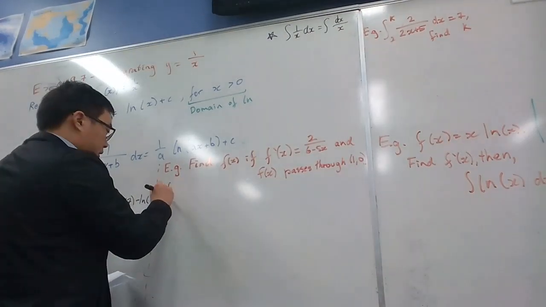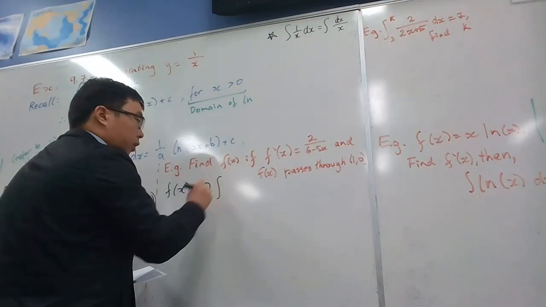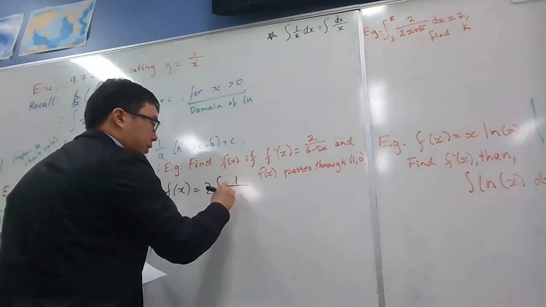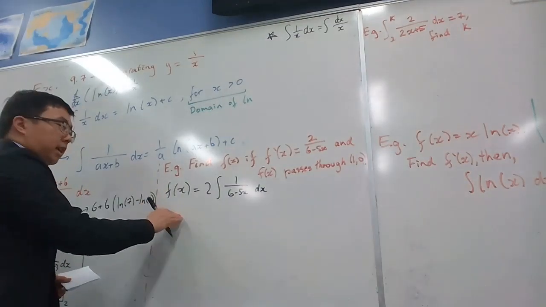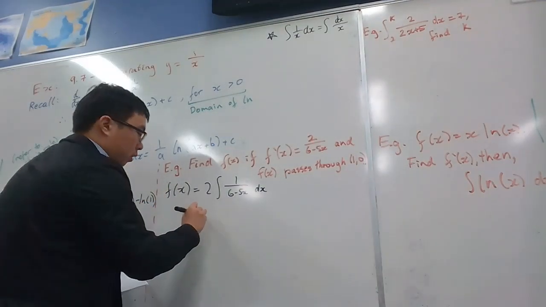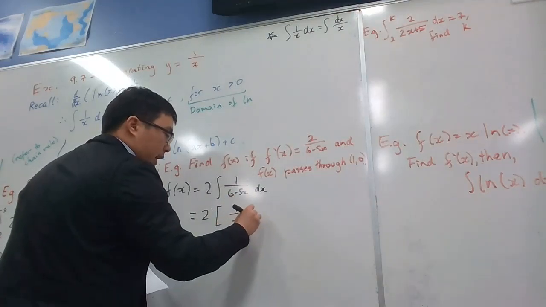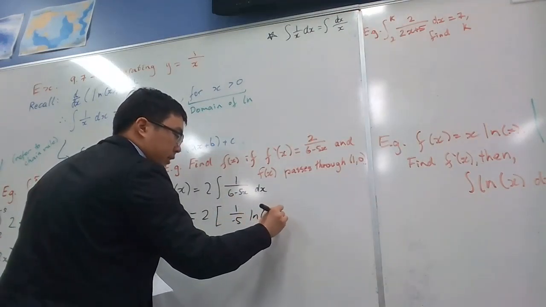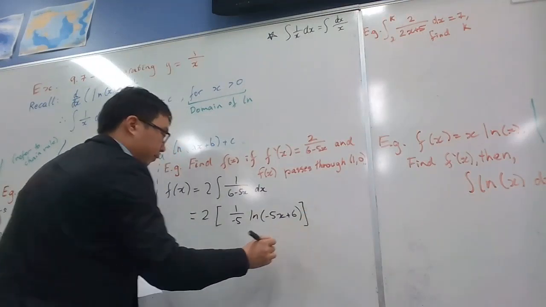f of x equals 2, I'm going to take the 2 out, and then I'm going to do my integral. You don't have to write the step out. This is just to make it really clear, but in your examination, you can go straight to the second step. 1 over negative 5 ln of, and I'm just going to rewrite that as negative 5x plus 6. That's a personal thing, it really does not matter.